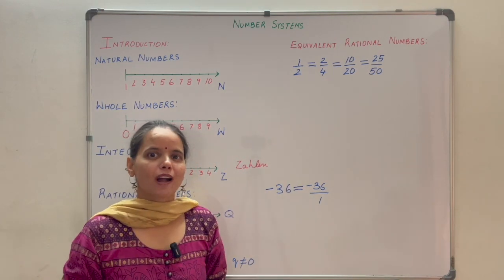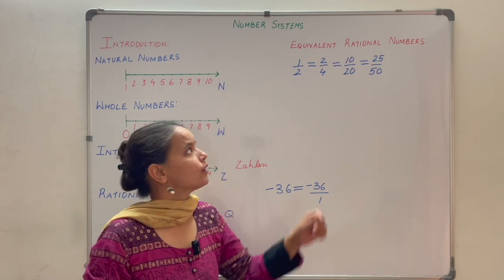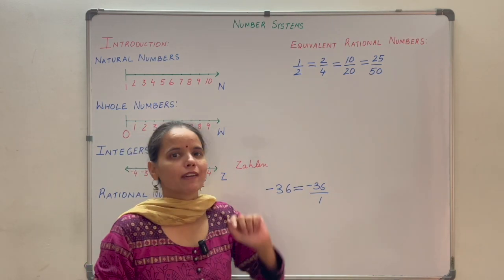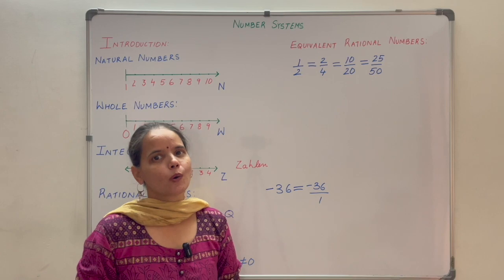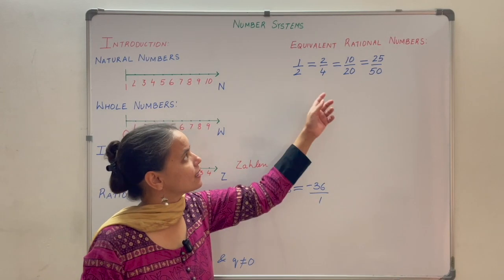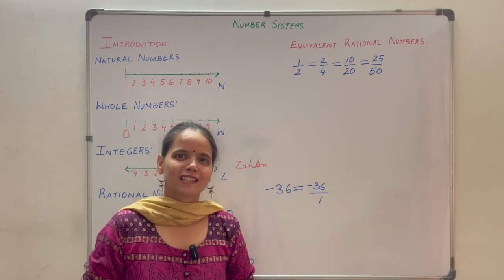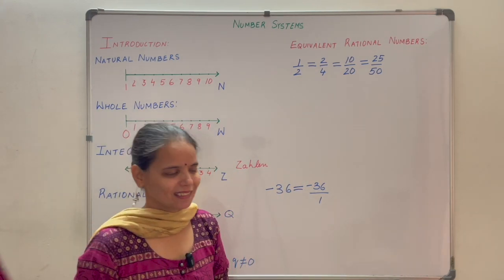So all these numbers, 2 by 4, 10 by 20 and 25 by 50, are all equivalent rational numbers for 1 by 2. If you are asked to represent equivalent rational numbers on the number line, make sure that P and Q don't have any common factor other than 1. That means P and Q are co-primes. So all these equivalent rational numbers will represent the same point on the number line.